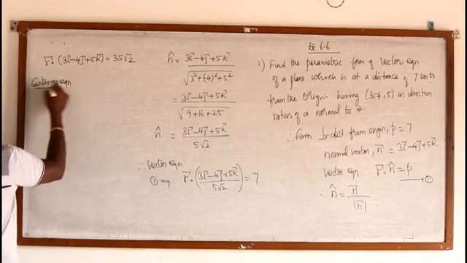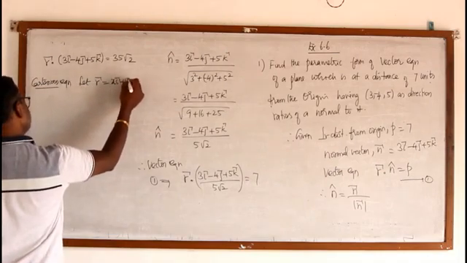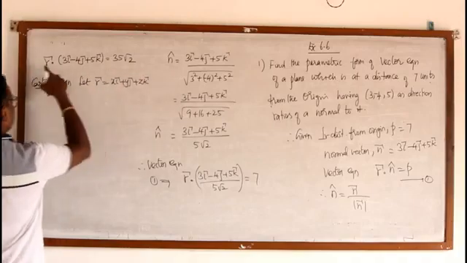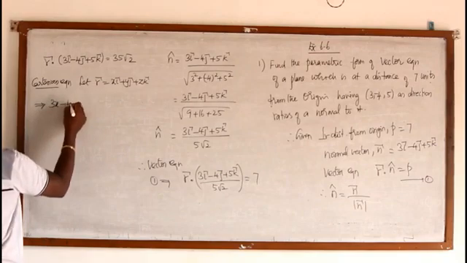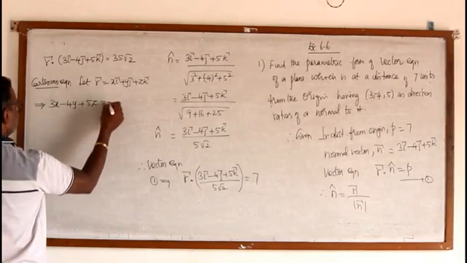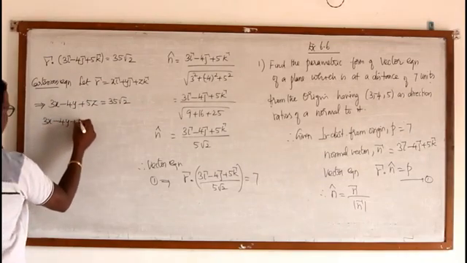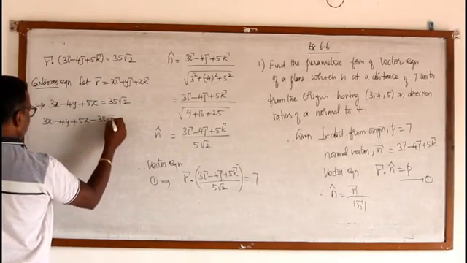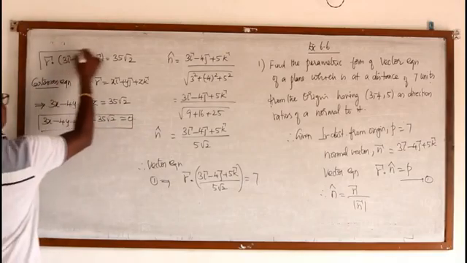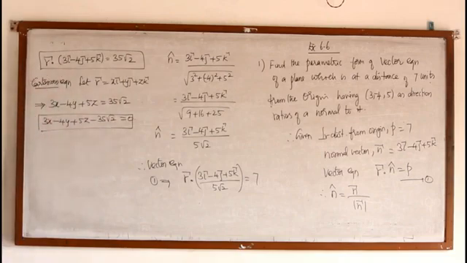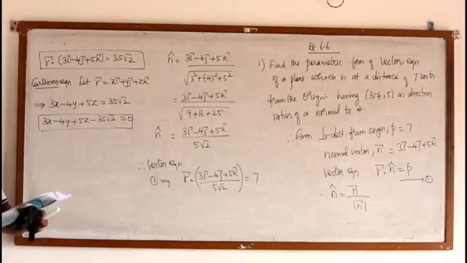Therefore, the Cartesian equation: let r vector equal to xi plus yj plus zk. When I substitute here and find the dot product, this becomes straightaway 3x minus 4y plus 5z equal to 35 root 2. That is 3x minus 4y plus 5z minus 35 root 2 equal to 0. This is the Cartesian equation and this is the vector equation. So this is how we can easily do problem number 1. Next, problem number 2.